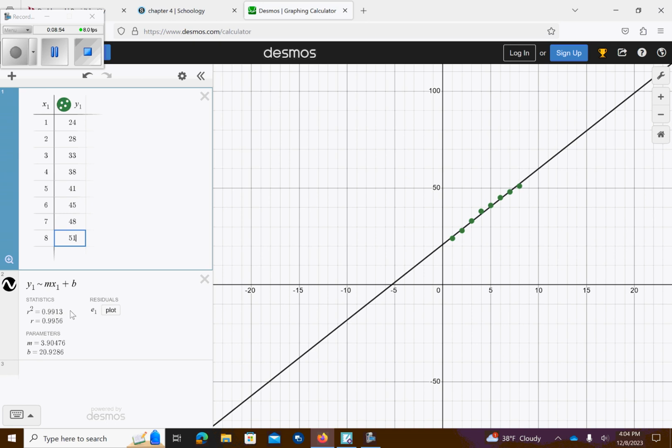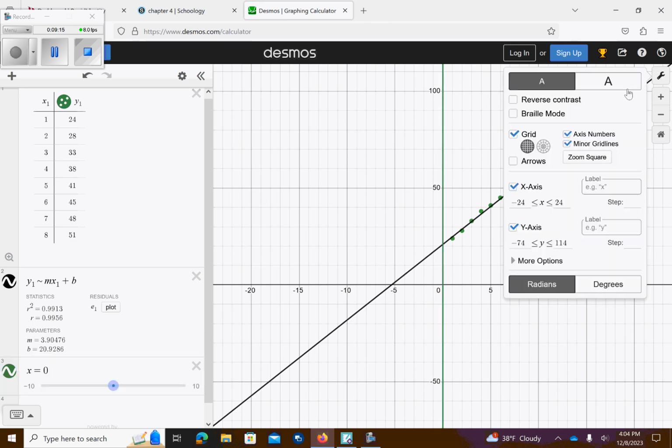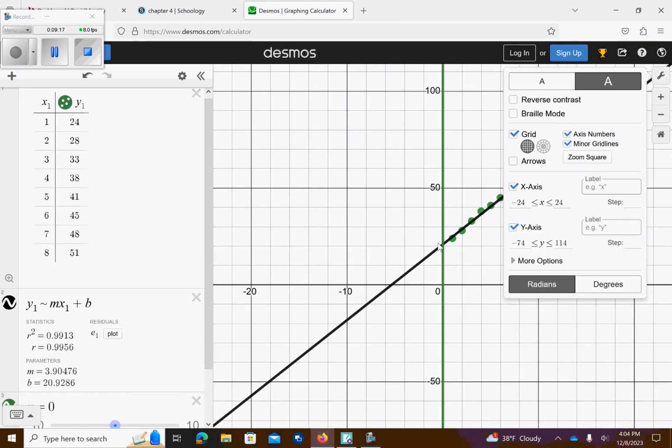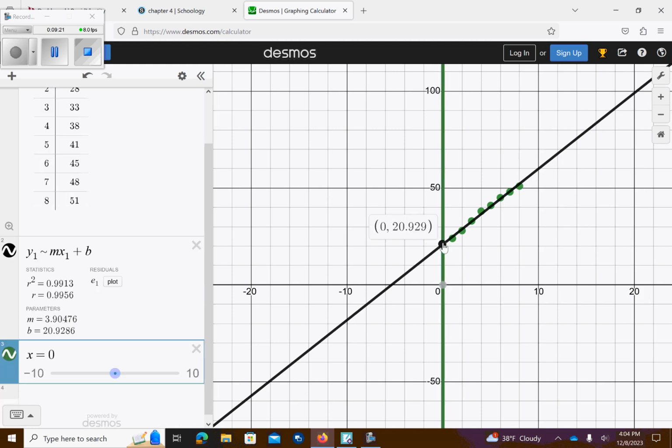So my equation is, let's see, that's for sketch graph. We have that there. Use your equation to calculate the height of the child when they are 0 years old. Okay, so 0 years old, if I go x equals 0, notice that line comes up. Make it a little darker. I'm going to change the setting here. So when they are 0, it looks like they are 2.929 inches tall.